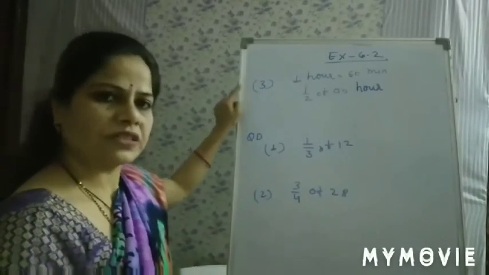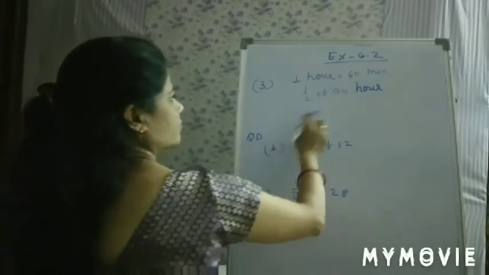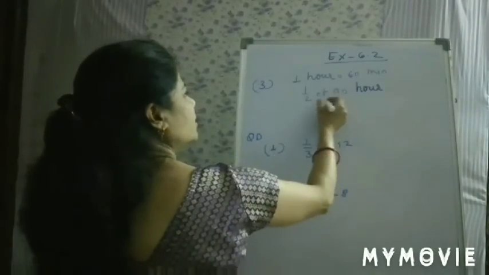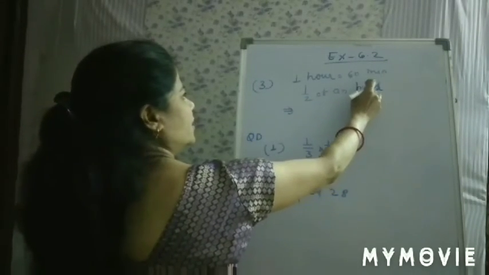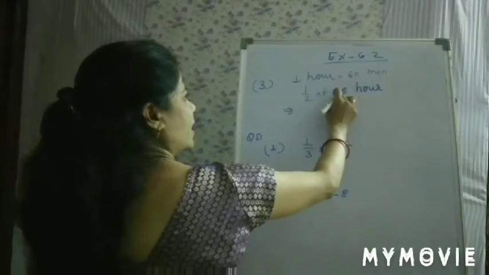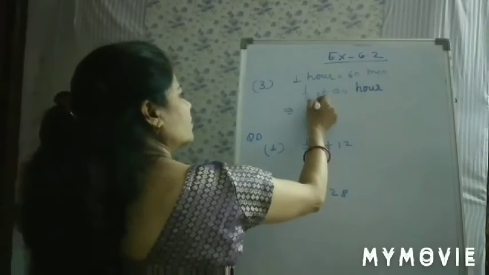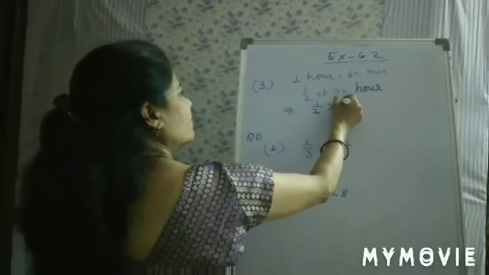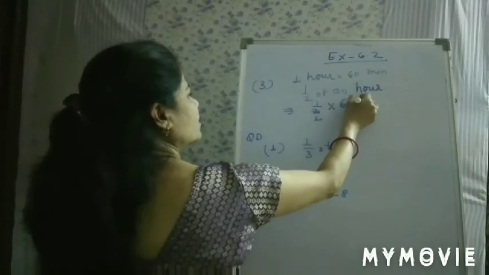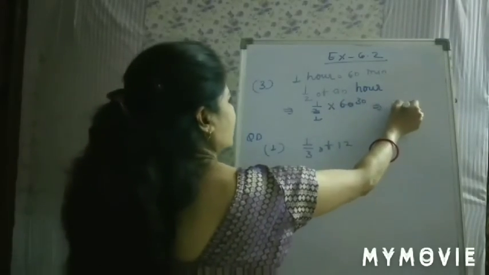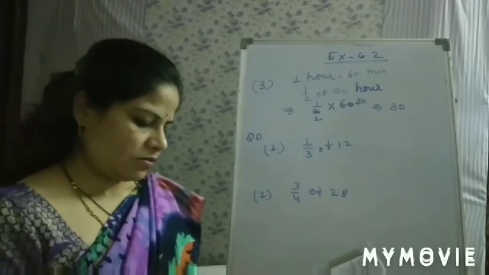Now third question of exercise 6.2 is find 1 by 2 of an hour. 1 hour equals to 60 minutes. So you can write 60 minutes at the place of 1 hour. An hour means 60 minutes. Now you have to find 1 by 2 of an hour. So write 1 by 2 multiply by 60. When 60 is divided by 2 you will get 30. 30 is the answer.